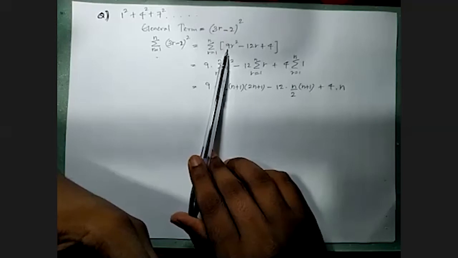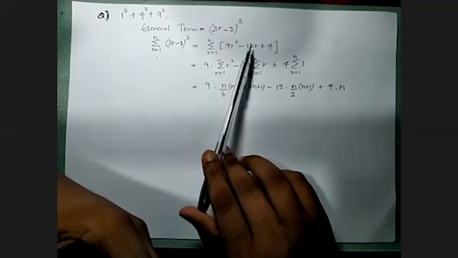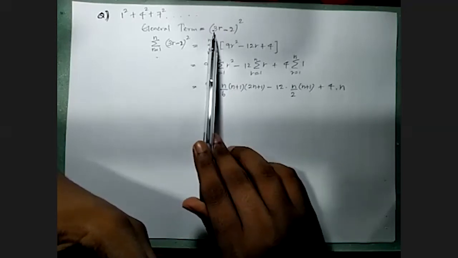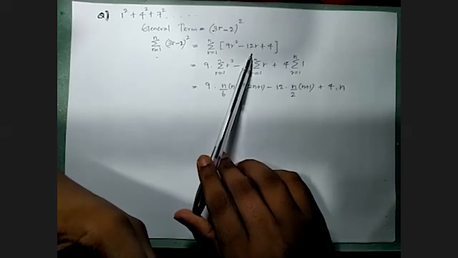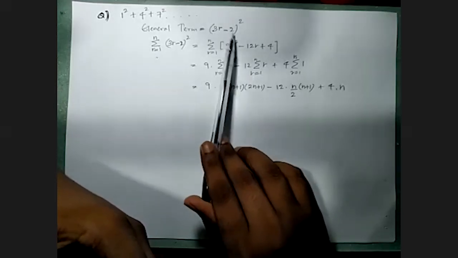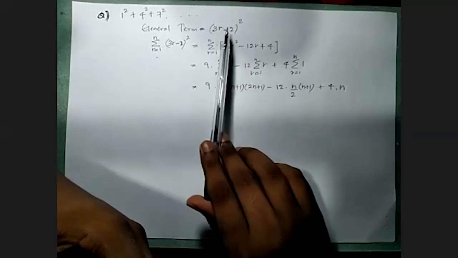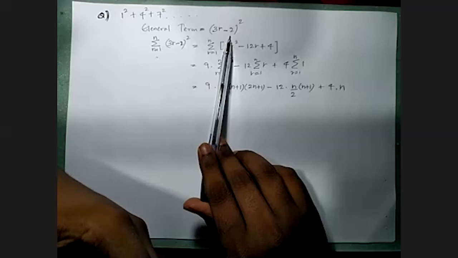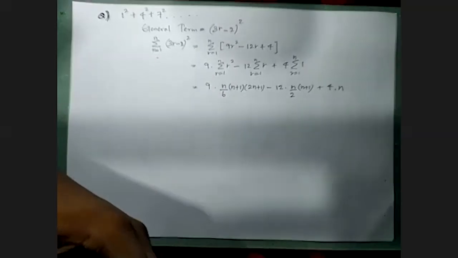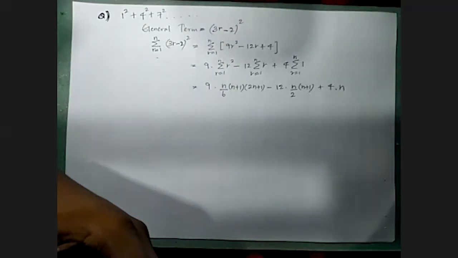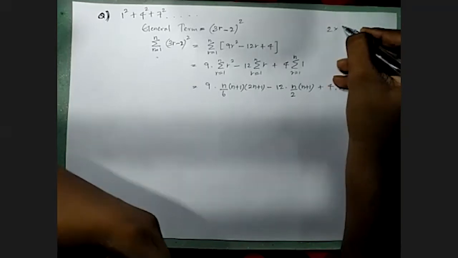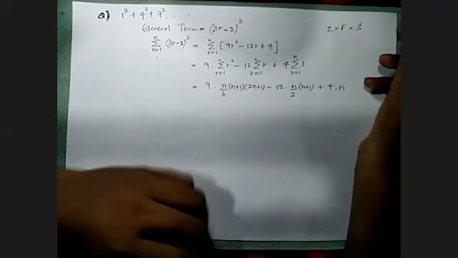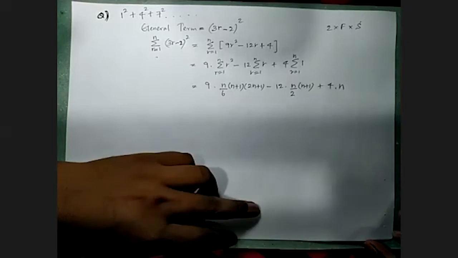Here, no, instead of minus 12. Yeah, what is the middle term? How do we get the middle term when we square? 2 into first term into second term. First term into second term is 6. 6 into 2 is 12. Middle term is 2 into first term into second term. Okay? Yeah.